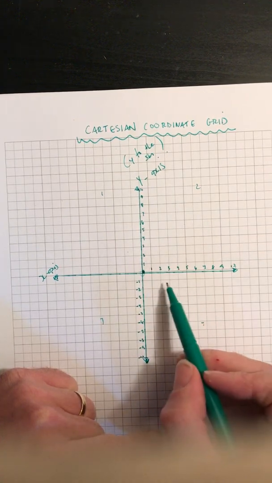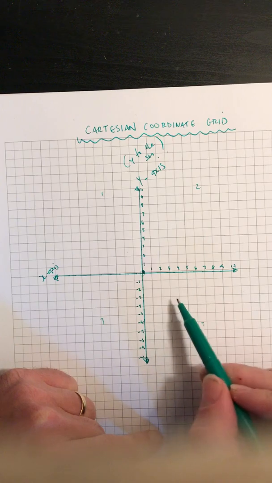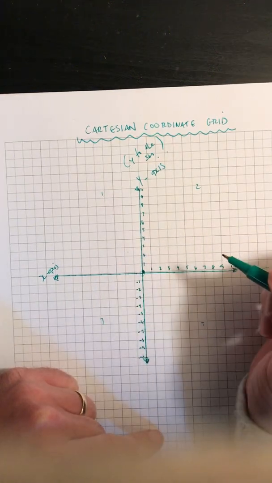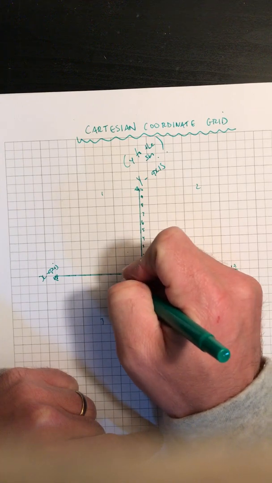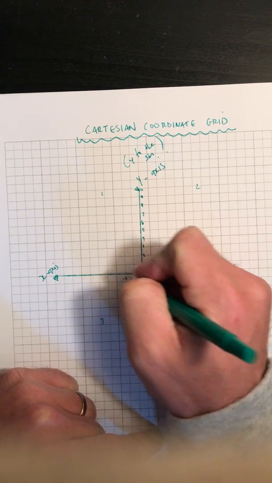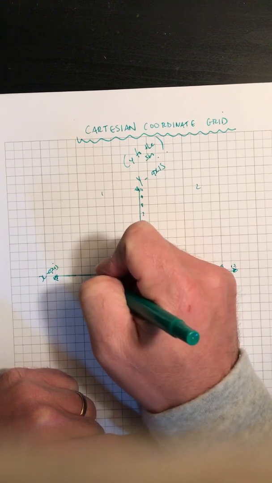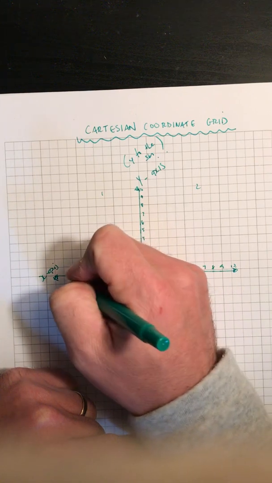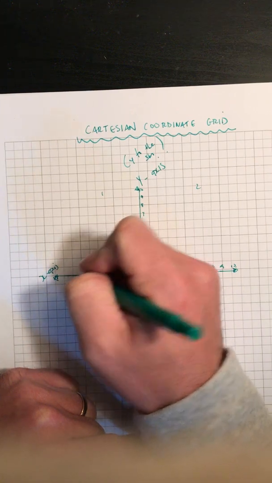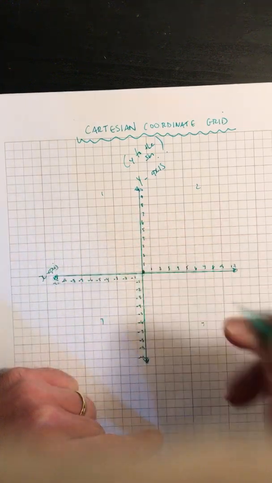Same thing. If we've gone to the right of 0 and we've got positive values, we're going to go to the left on that x-axis to negative values. So we're going to go -1, -2, -3, -4, -5, -6, -7, -8, -9, -10.